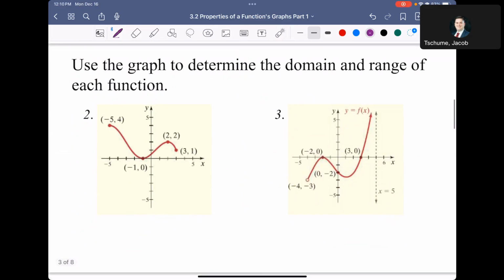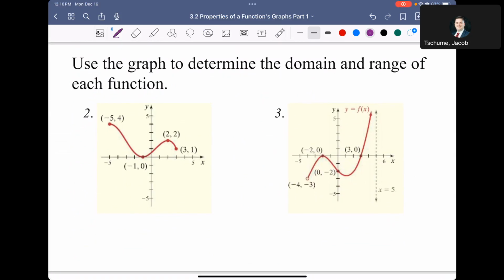Earlier in chapter 3, in section 3.1, we talked about domain and range of a relation. Now we want to look at domain and range of a graph. Remember from the last section, whenever you want to find the domain of a function, you are looking at the x values of your graph. And anytime you want to find the range, you are focused on the y values.